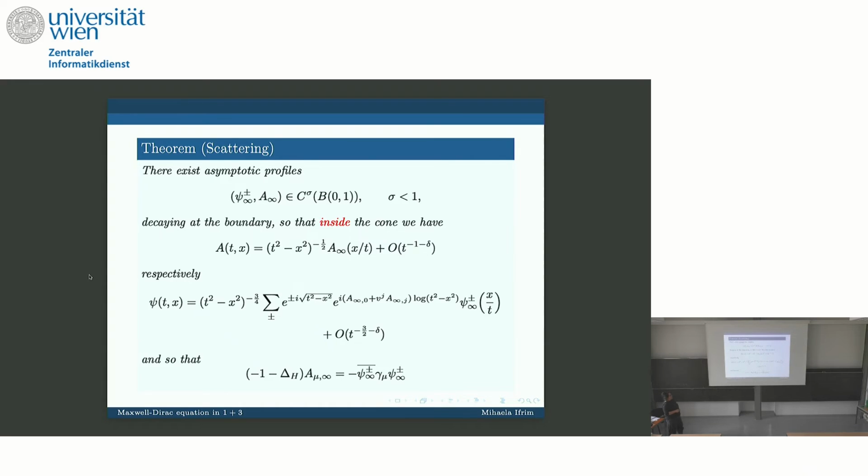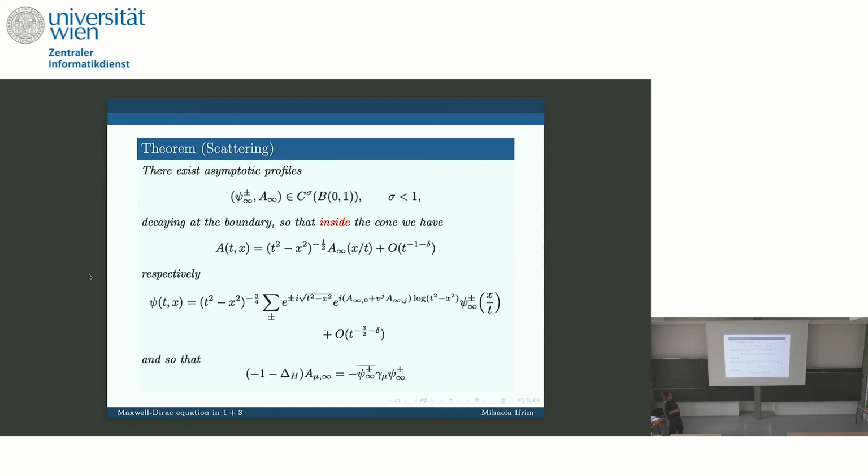I should have put t to the minus 1 times this asymptotic profile, but I put this weight in here just because I wanted to keep it Lorentz invariant, and this is very helpful for the computations. So we have that A decays basically at t to the minus 1 times this asymptotic profile plus something that decays better than t to the minus 1.